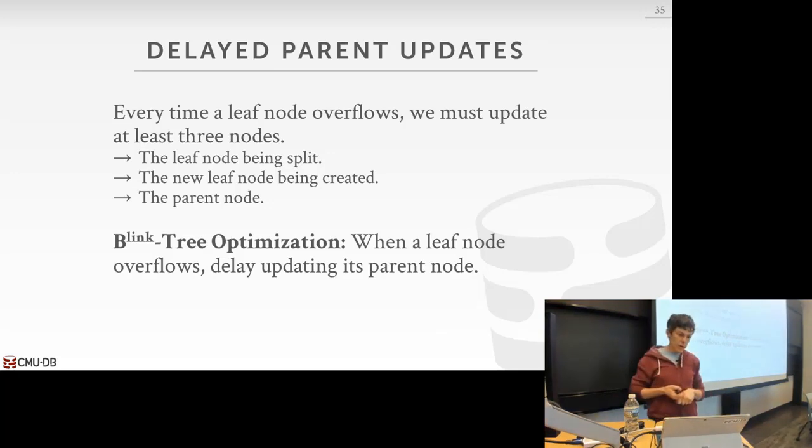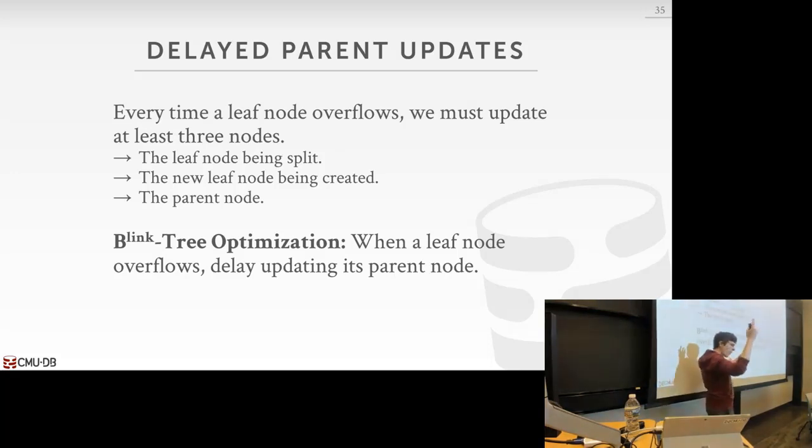So the B-link tree guys came up with an optimization where any single time a leaf node overflows, you actually hold off on updating the parent node so that you don't have to restart the traversal and do the pessimistic write latches all the way down. You just update a little global information table for the tree that says, anytime somebody comes through that part of the tree again, here's how it wants you to update it.